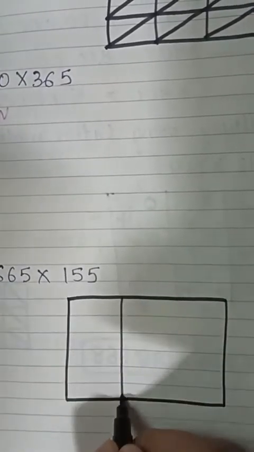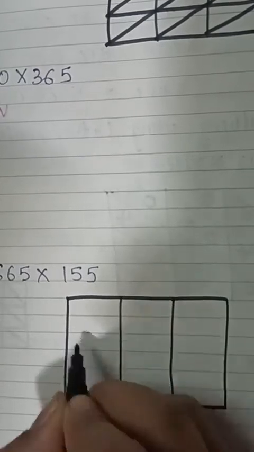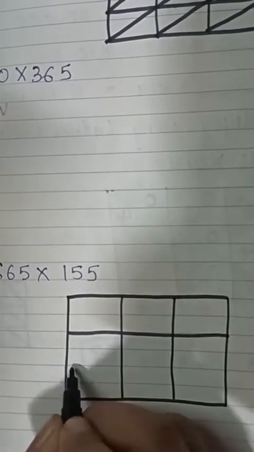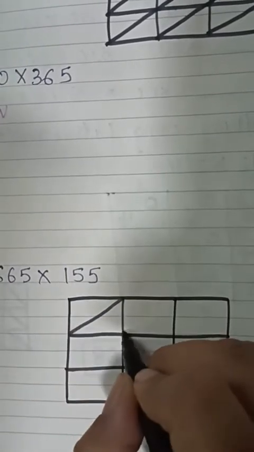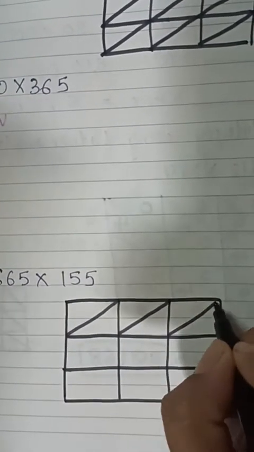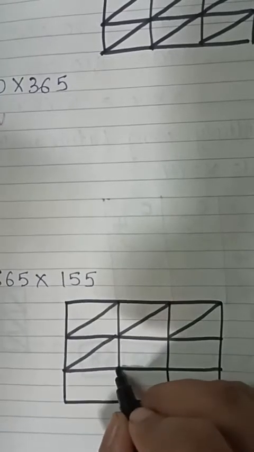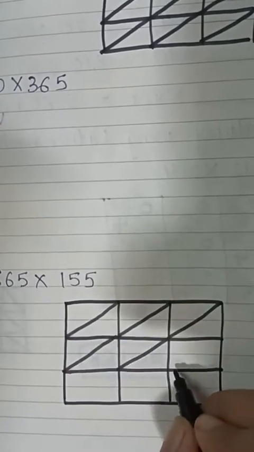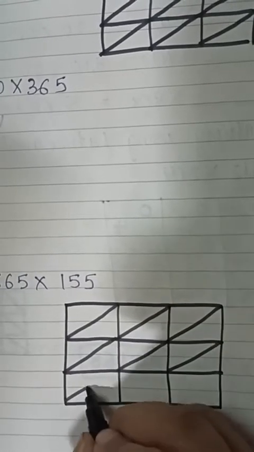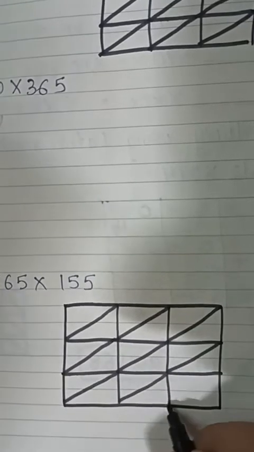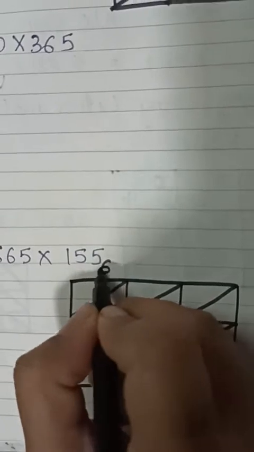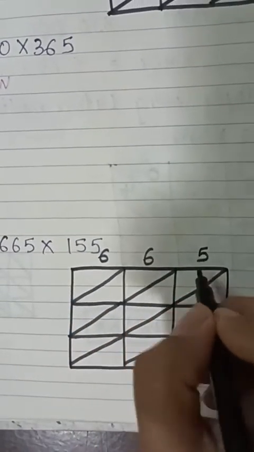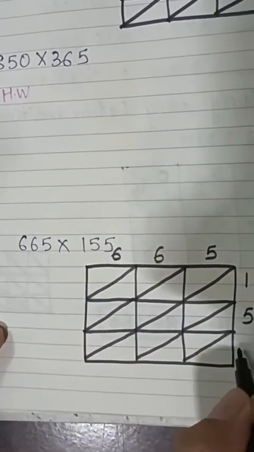So we are making 3 columns and 3 rows. Then we will join the corners like this. These are the diagonals of these squares. Now this side the number is 6, 6, 5. This is 1, 5, 5.